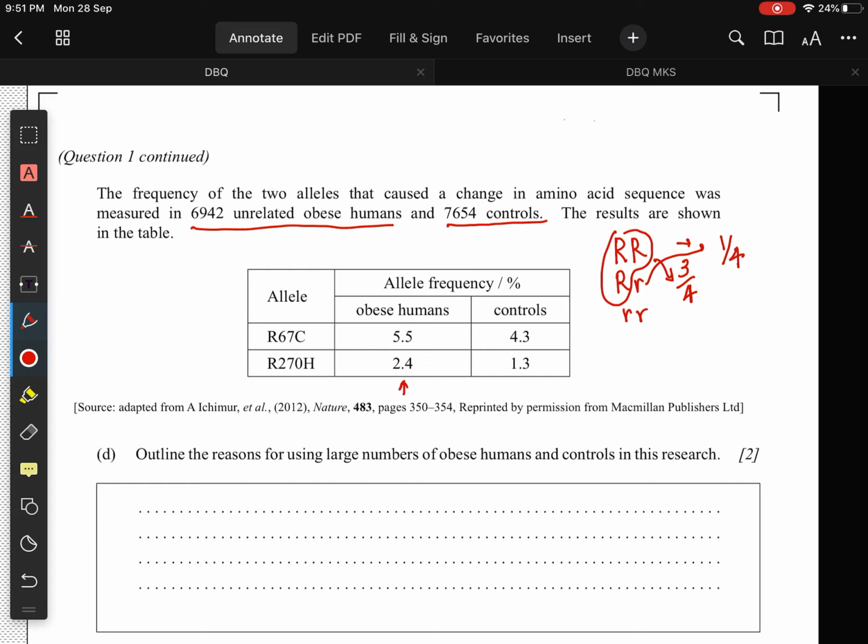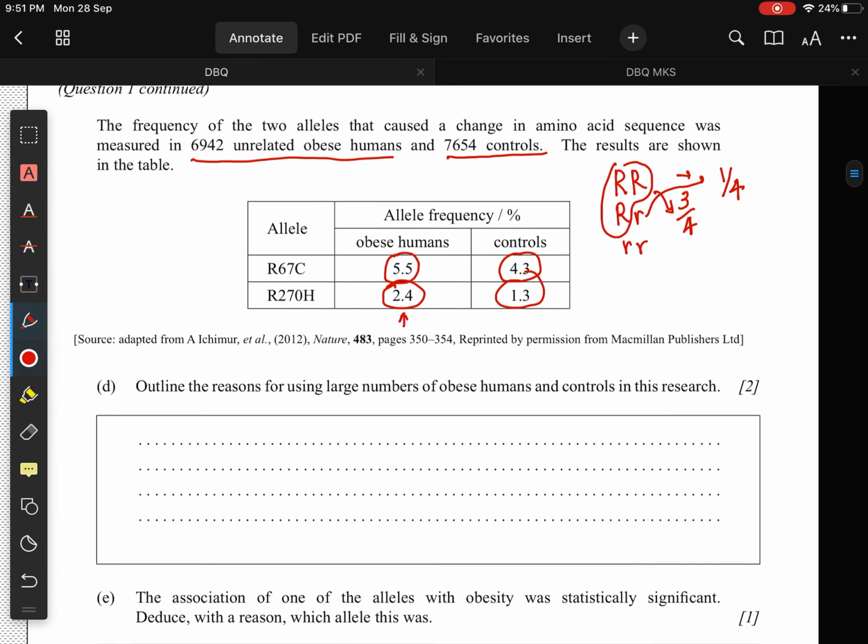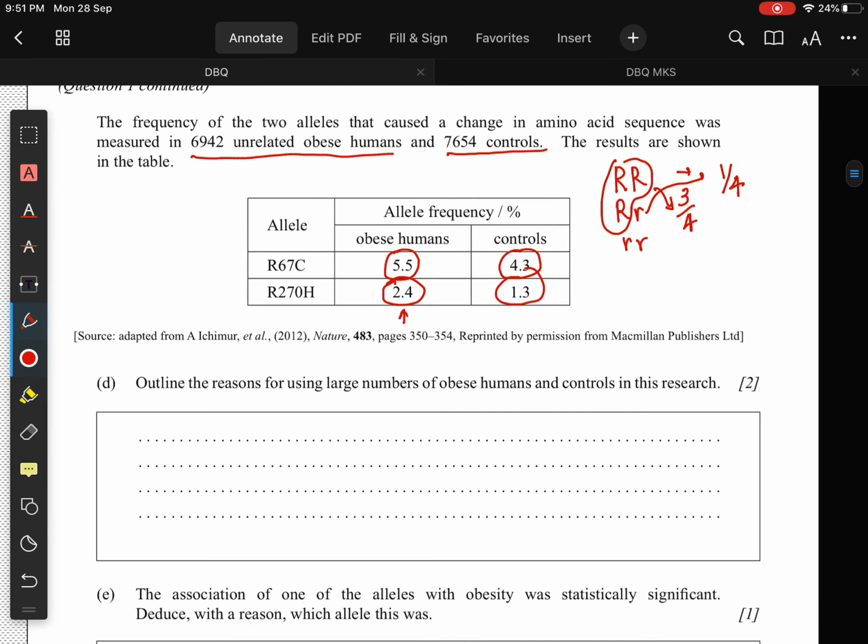So after getting the frequency of the allele, we found this is 5.5. Obese, control is 4.3, 2.4, 1.3. Outline the reason for using a large number of obese humans and controls in this research. Why earlier we had only 312 something, but this time we are taking a sample in thousands. Sample size gives you reliability of data.